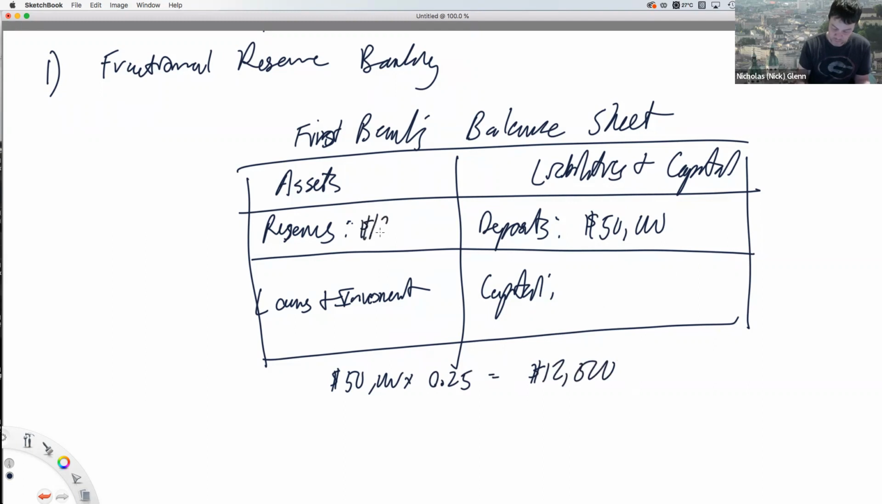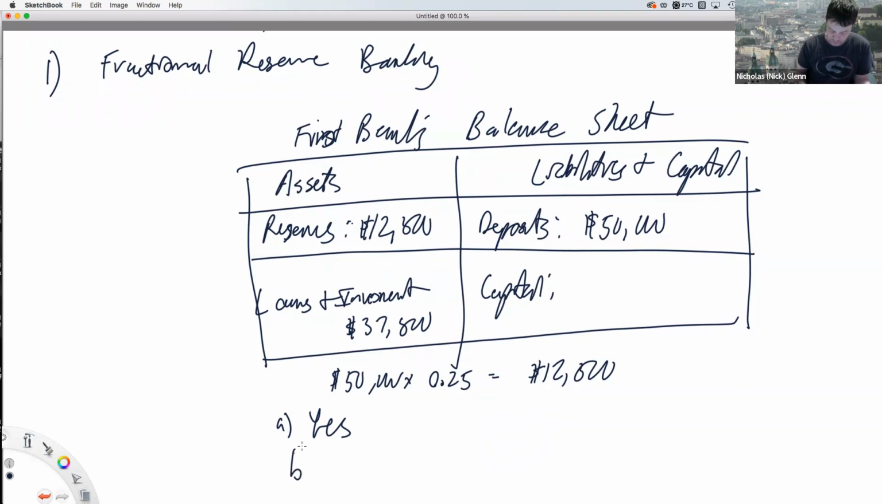And to get the remainder, you just subtract that from 50,000, and you'll have 37,500. So you add these together, it's 50,000, and deposits 50,000. So both sides are equal to each other. Now, did the money supply increase? Yeah, this is what fractional reserve banking does. It allows banks to create money.